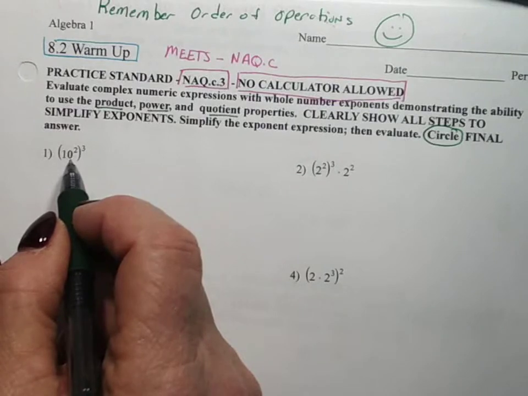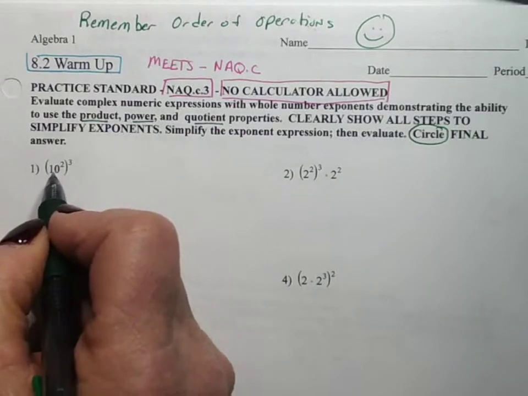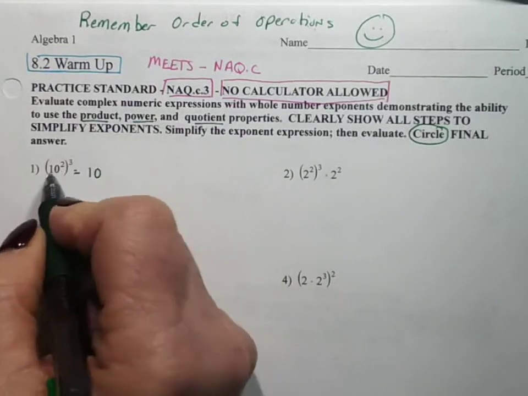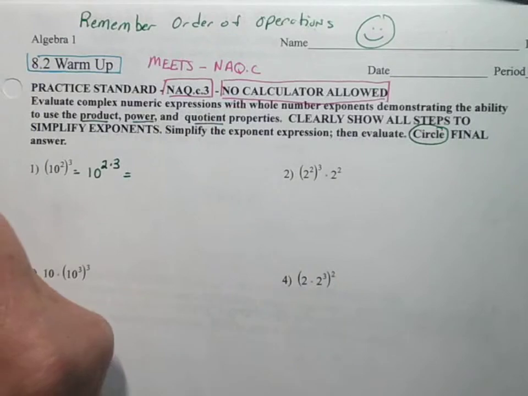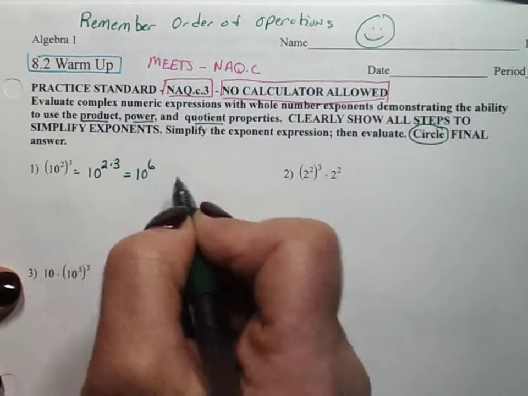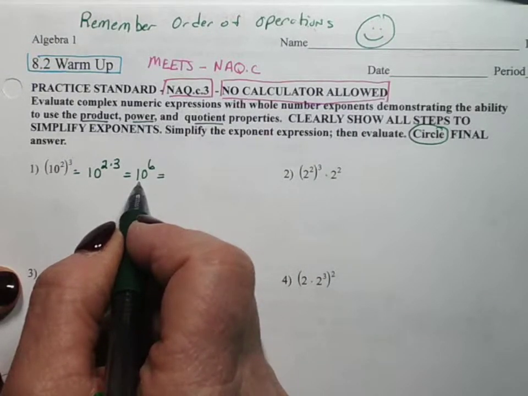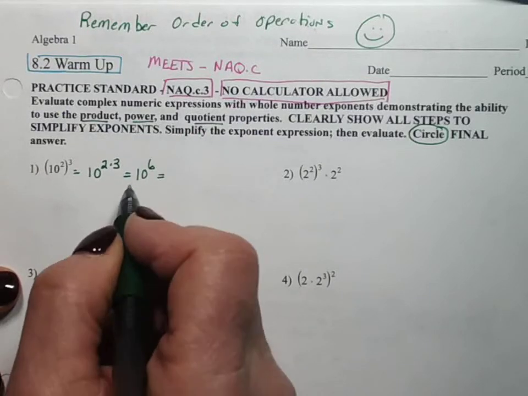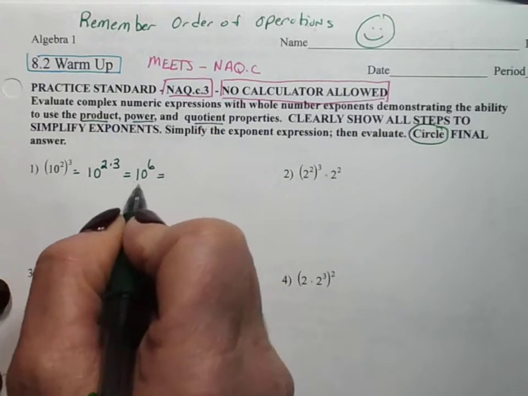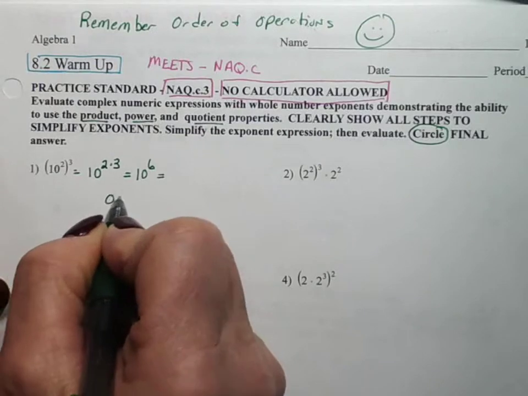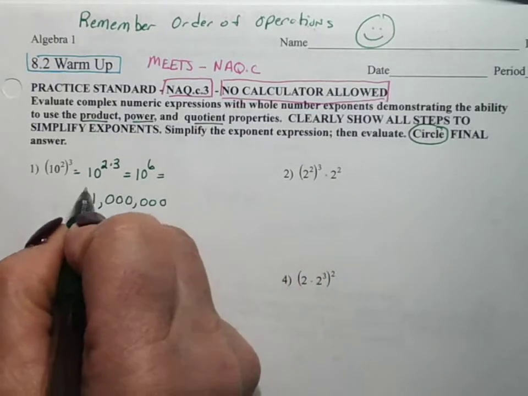So here, this is simple. We have our base 10. It's power to power. 2 times 3 is 10 to the 6th. So that's written as an exponential expression. And then I simplify it. Here, you'll notice it's 10 to the 6th, so I'm going to have 6 zeros. So that's 1 million.